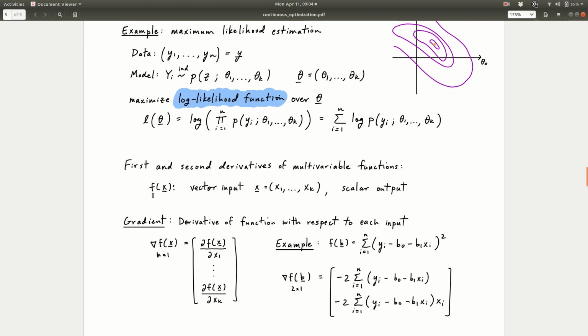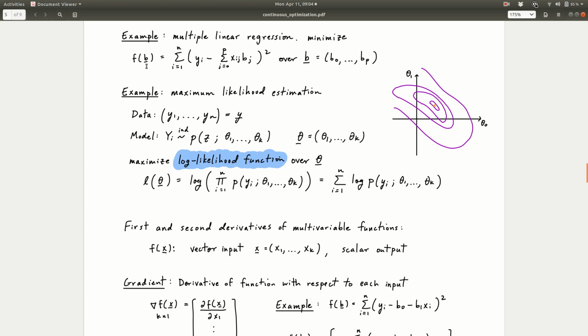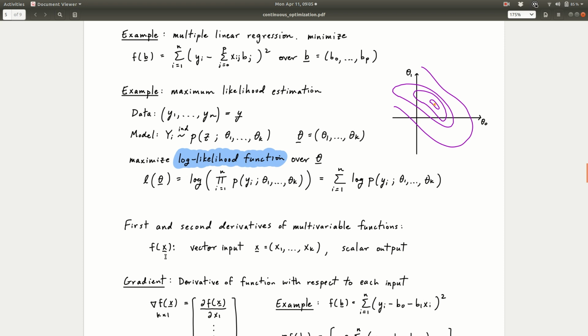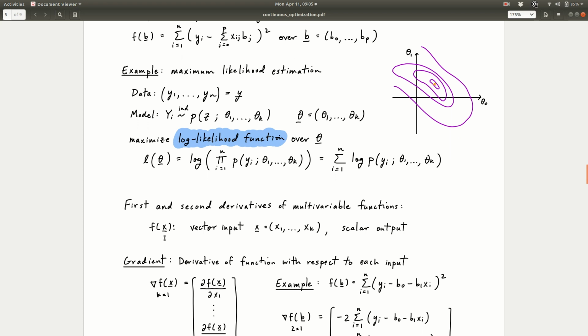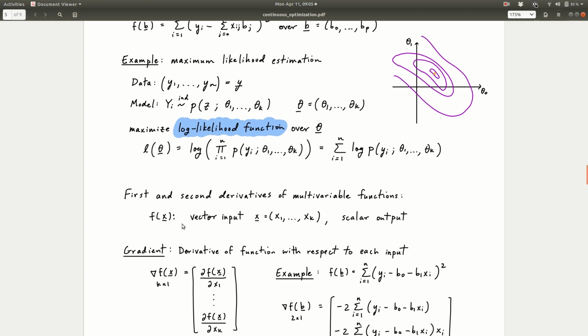Okay, so in the above examples, the inputs were regression coefficients and parameters in a model, so b and theta. We're going to go back to just calling the inputs x. So that's our generic input to a function f. So x is a vector input, x1 to xk. And the output of f is going to be a scalar. So input vector, output scalar. And we want to minimize that scalar.